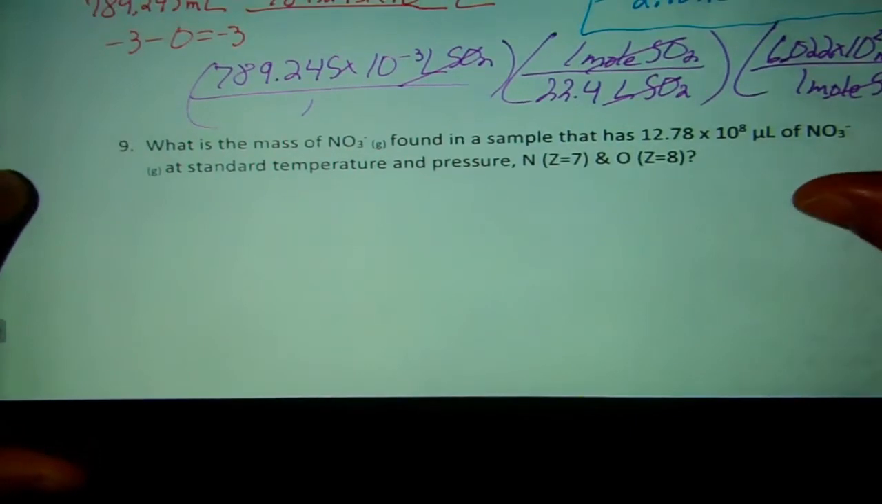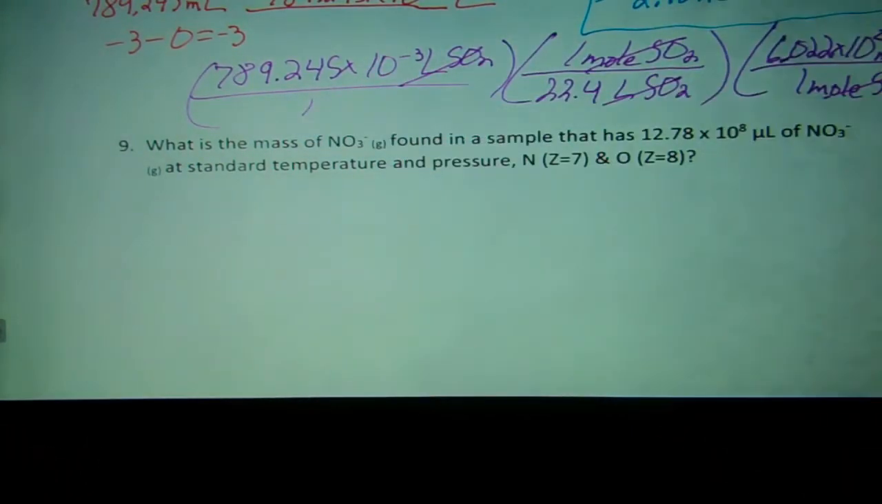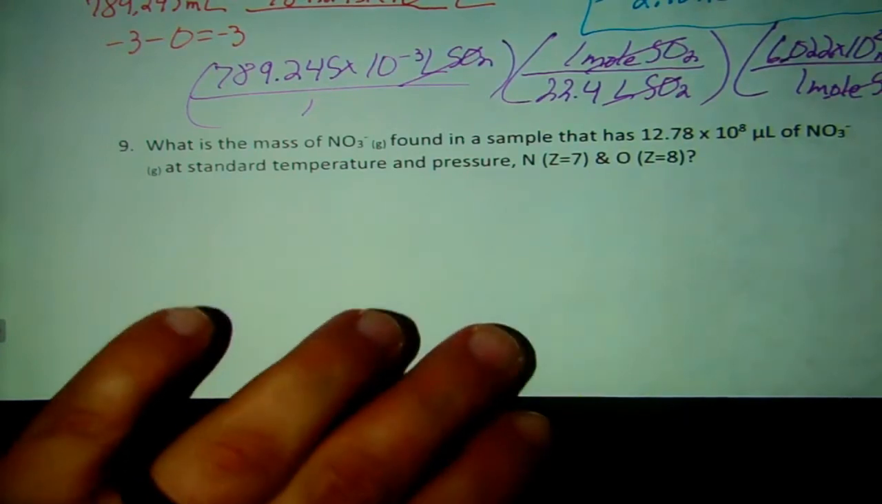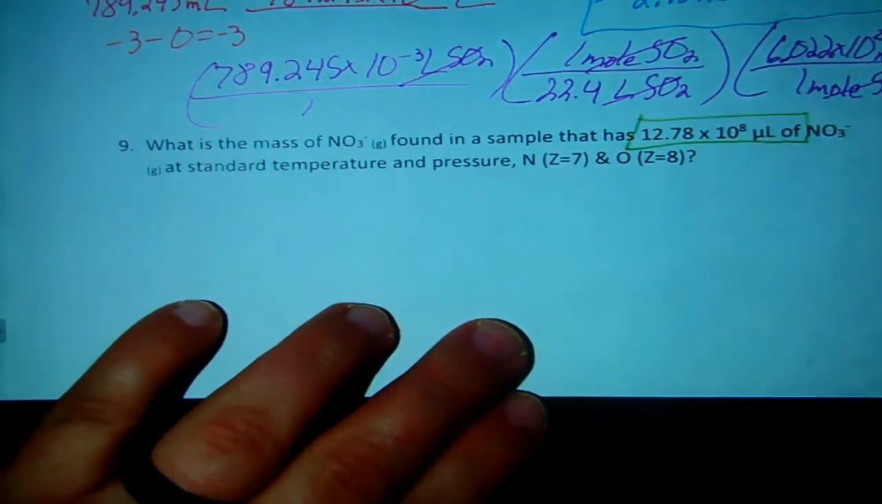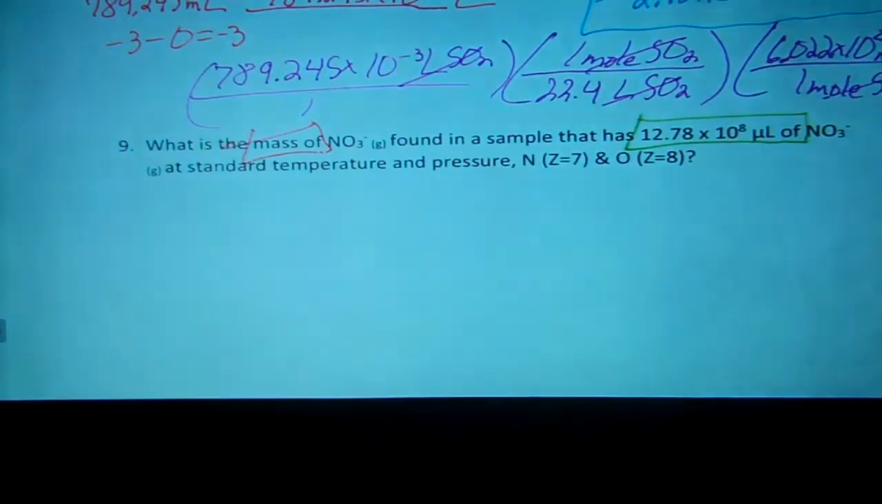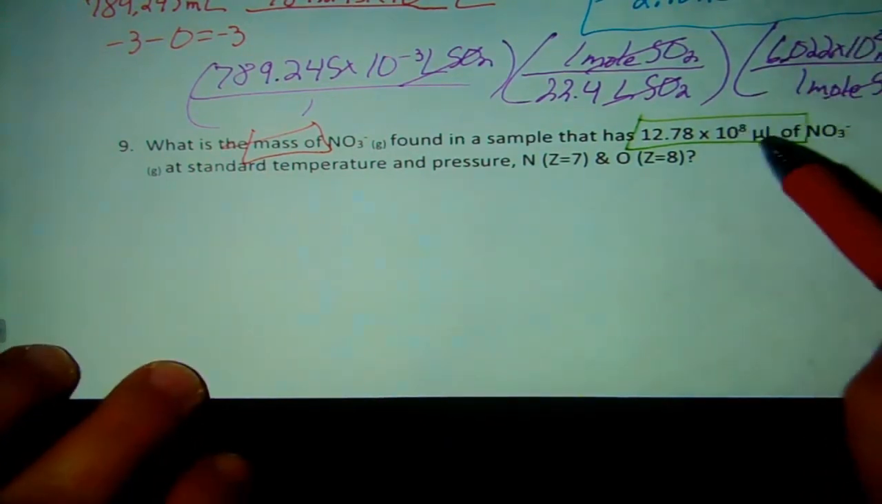Last but not least, ladies and gentlemen, what is the mass of nitrate, that's NO3 negative, found in a sample that has 12.78 times 10 to the 8 microliters? So, starting point, I'm in a volume. End point, mass. At standard temperature and pressure, which means I can solve it. So from here, I need to do this conversion.